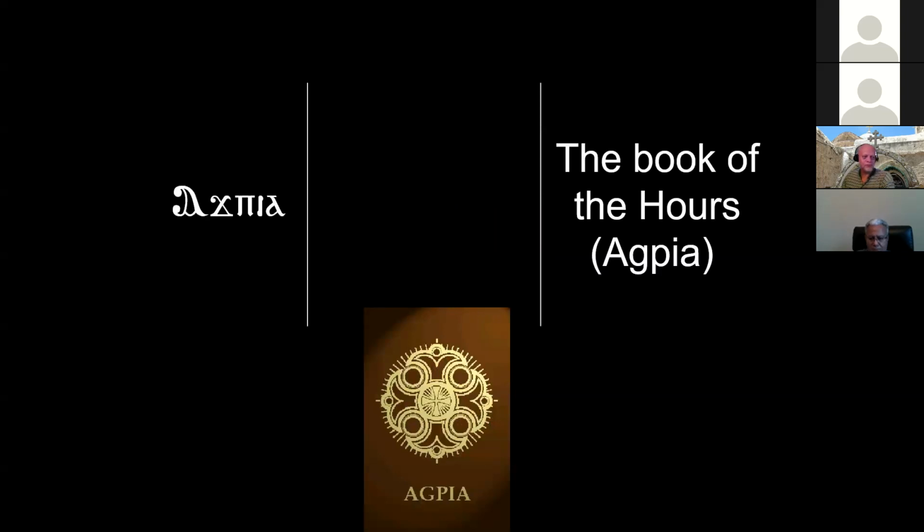This is Agbeya. It's the same word as we pronounce, except in Coptic, Akpeya is a hard P. In Arabic, it becomes Agbeya. The P becomes a B. Like I told you, the word Agb means hour. So Agbeya is the book of the hours because we have the first hour, the third hour, like that.